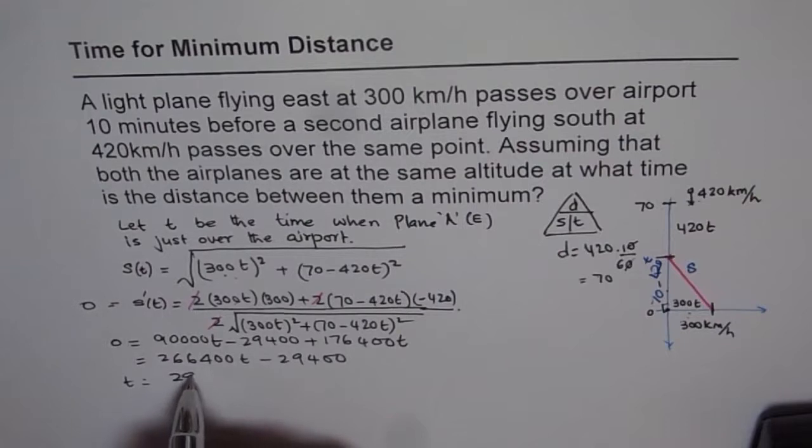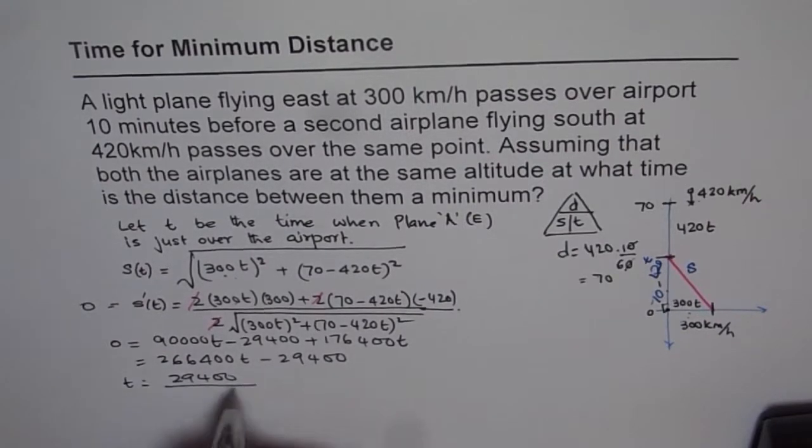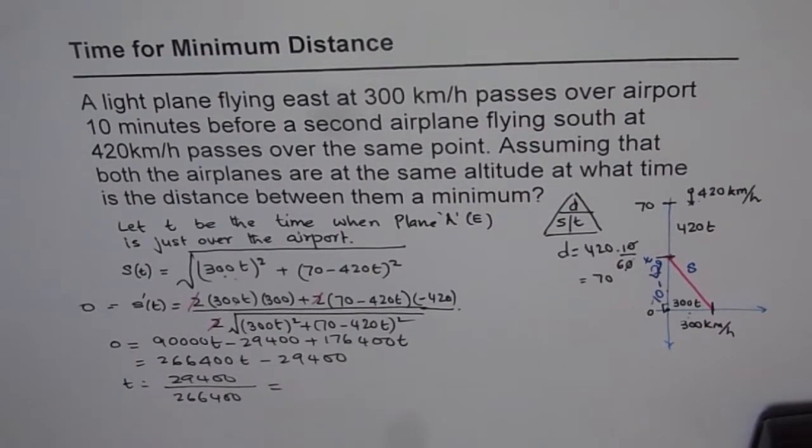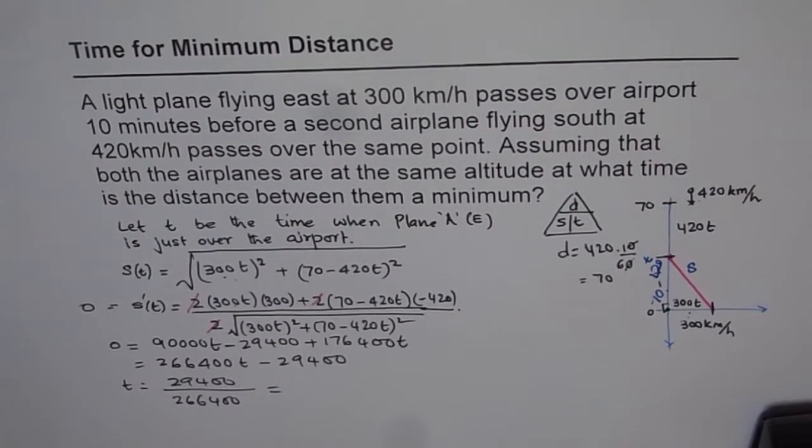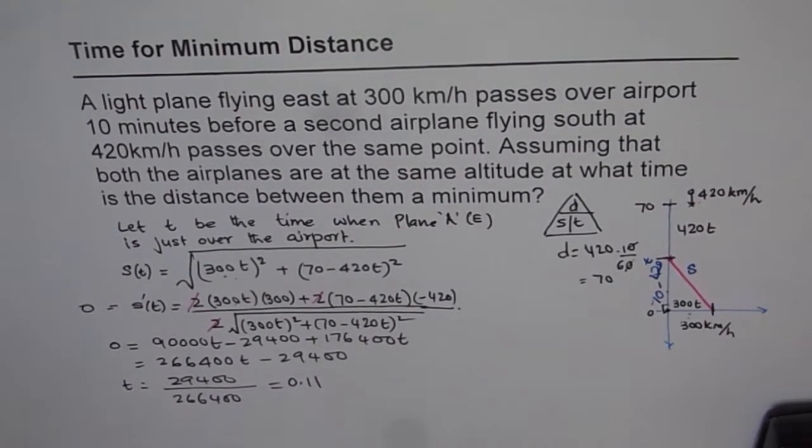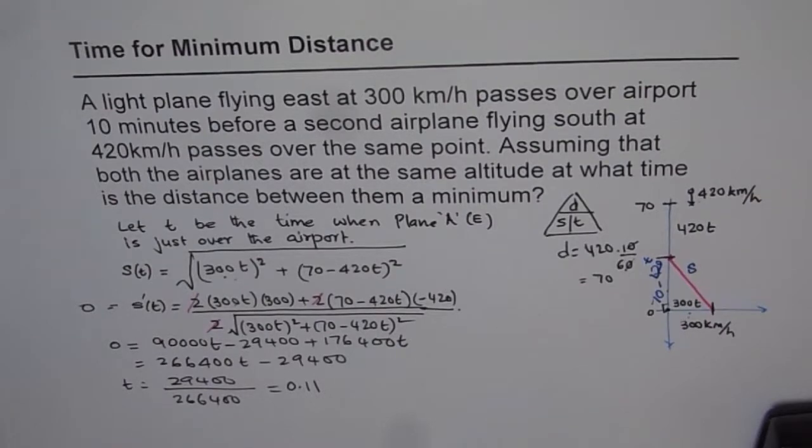29,400 divided by 266,400, that is equal to 49 over 444. I'll change it to decimals. It is 0.11. So 0.11 is the critical time for us when this could be a minimum or a maximum.